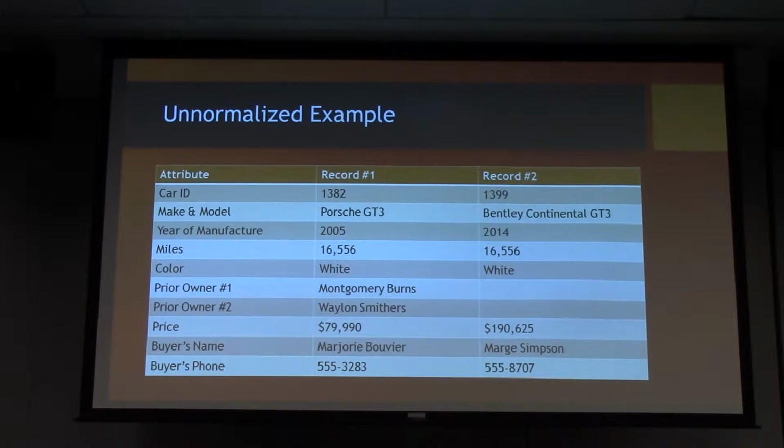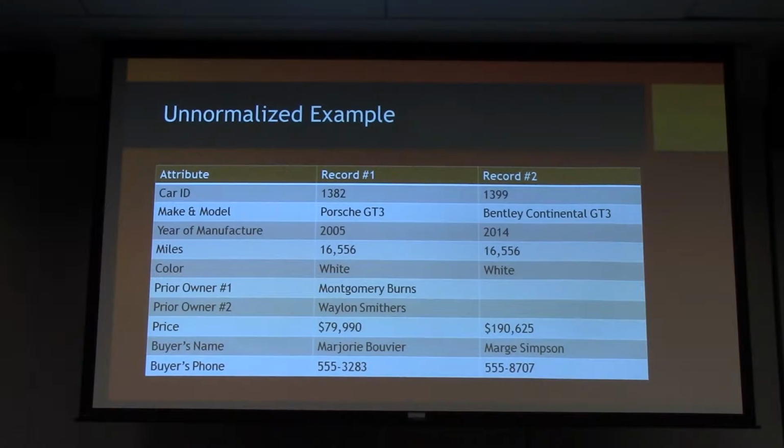The model, GT3 could go with two different makes, right? So we're storing too much information in that field. We're storing both the make of the car and the model of the car. So if you want to find out just all of your Porsches or all of your Bentleys, it'd be really hard to do. With prior owners, the problem is what would happen if we had a third prior owner? One fix we could do is add another field, call it prior owner number 3. But then you could have a fourth prior owner, and you could go on and on and on.